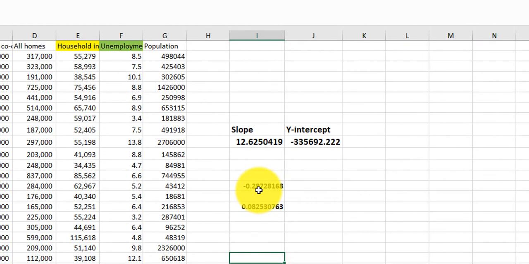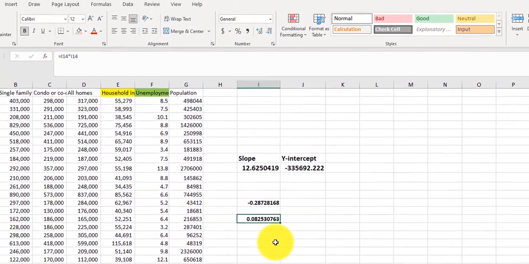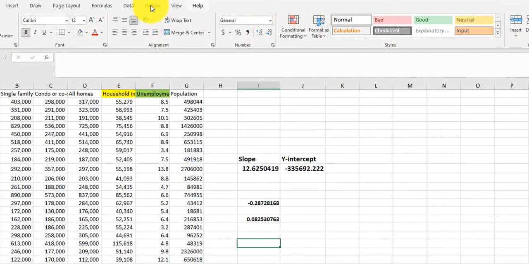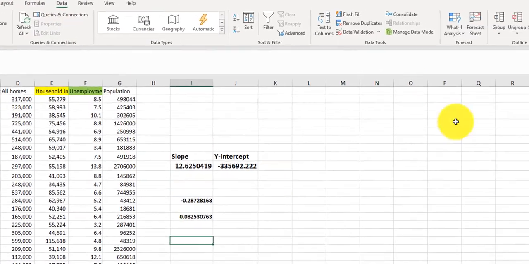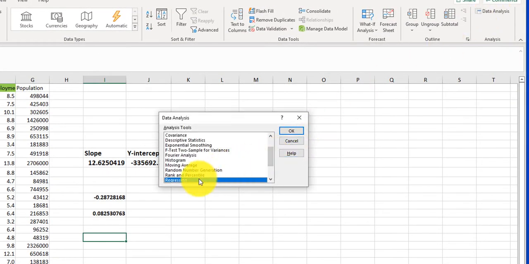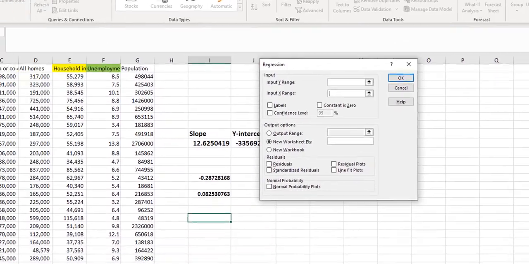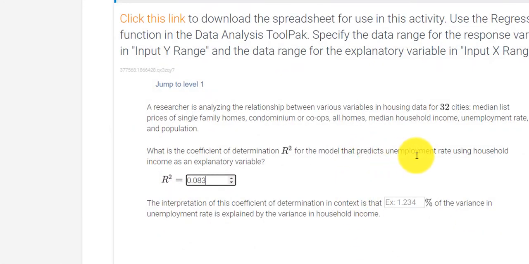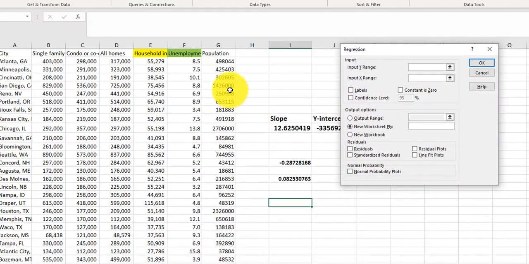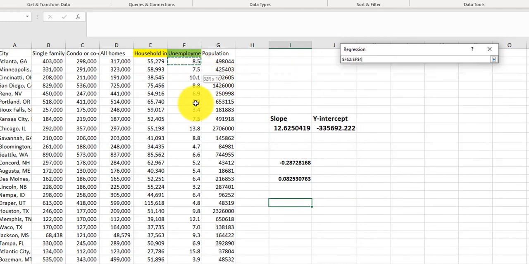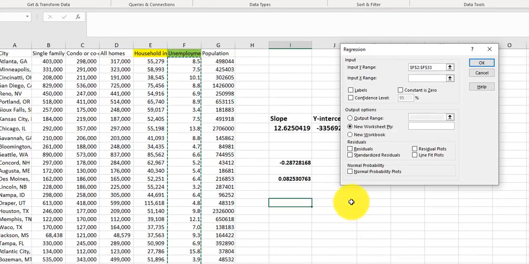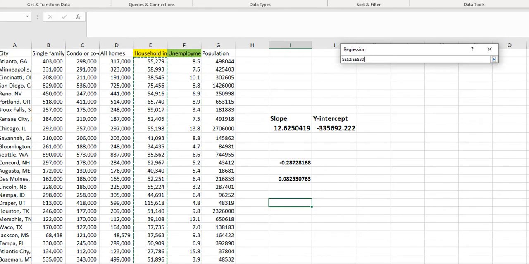And now I also want to remind you, there's another way to get this r squared, right? So if you have the data analysis pack, I press data, I press data analysis, regression, enter, and then let's clear this out. All right, so my y values, I forget already. The y values were the unemployment rate. So here's the unemployment rate. Got to make sure I'm in the right box for y. And my x values, that was the household income.